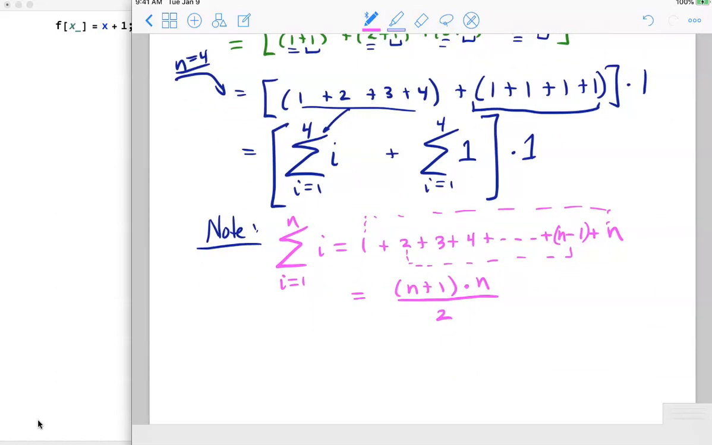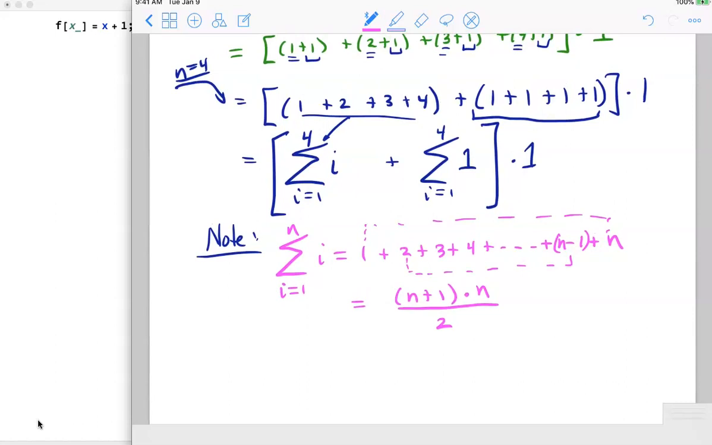Okay? So what we can say here is that when you add up the numbers from 1 plus 2 plus 3 plus 4 using the formula, you're going to get n is 4, so you'll get 4 plus 1 multiplied by 4 divided by 2.